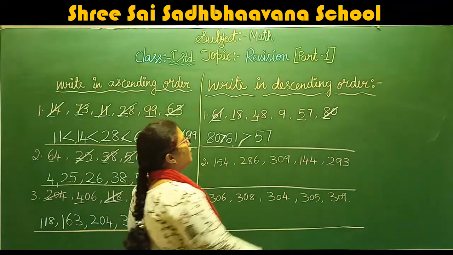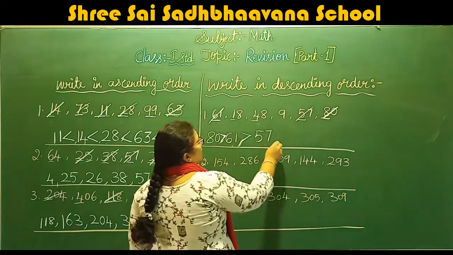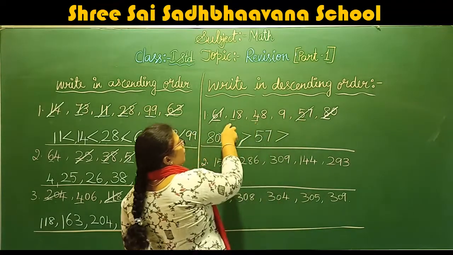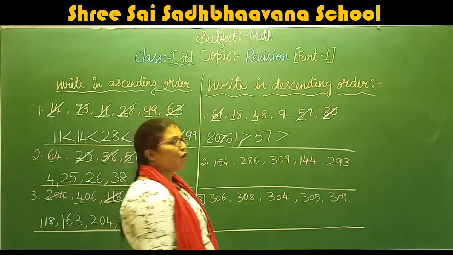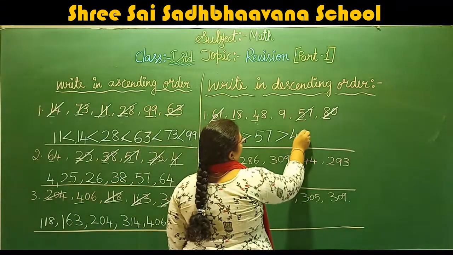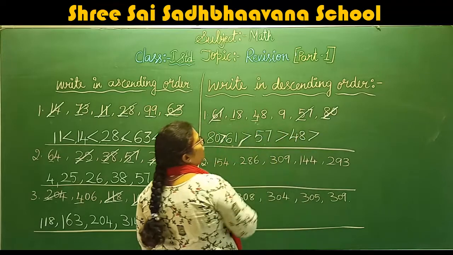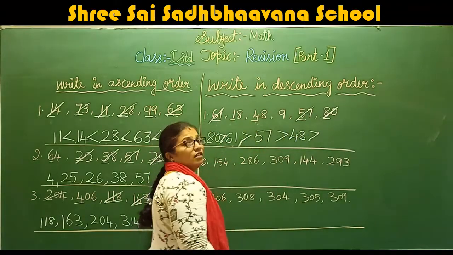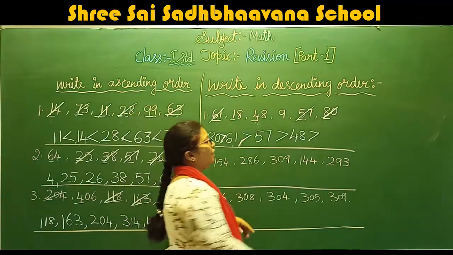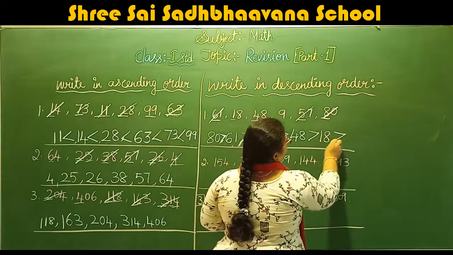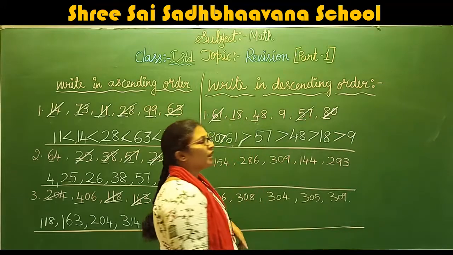So next, this 57 is finished. Then we have to take 4 and 1. Is 4 greatest or is 1 greatest? 4 is the greatest. 48. So now 1 is a single digit and this is a double digit. So this only we have to write, 18, then it is 9.